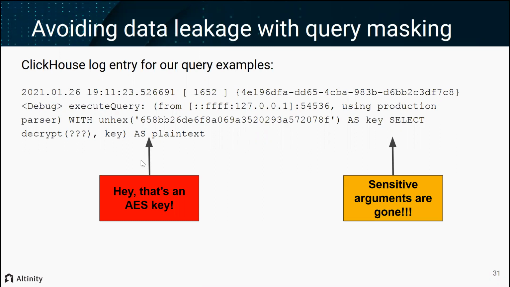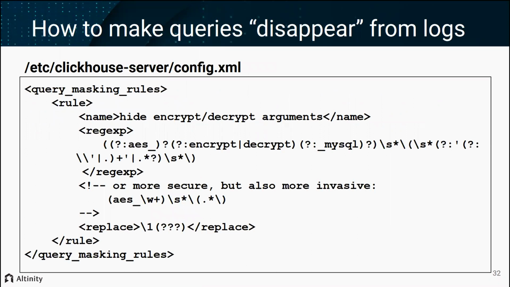And the answer to that is to use what are called query masking rules. These are defined in config.xml, and they're basically regular expressions that allow you to find and substitute items that appear in the log. It's not only the text log, but it's also things like the query log table. So it basically prevents them from showing up anywhere. In this particular case, this is the regular expression rule that looks for encrypt and decrypt function calls, and basically removes all the arguments and turns them into question marks.